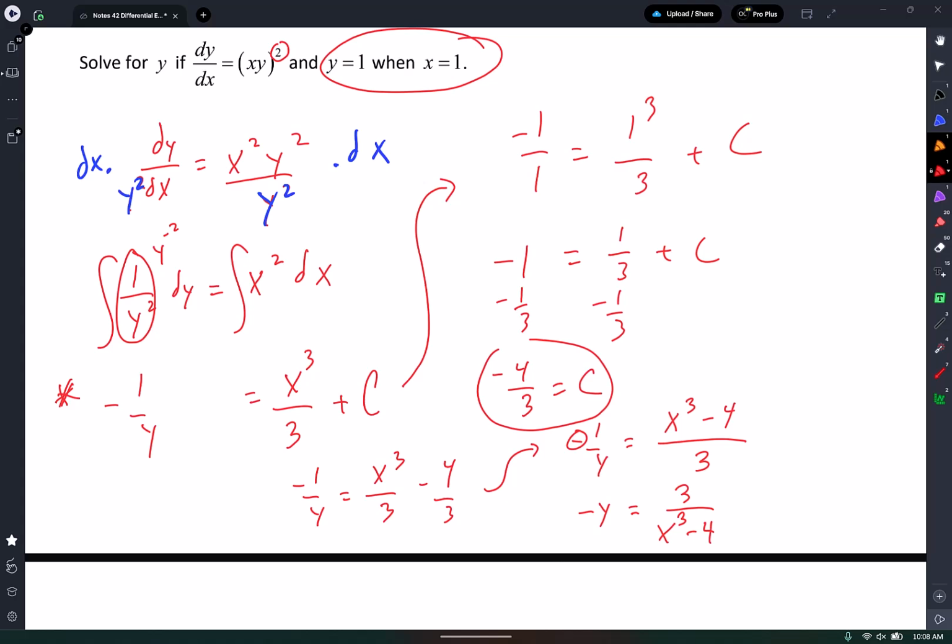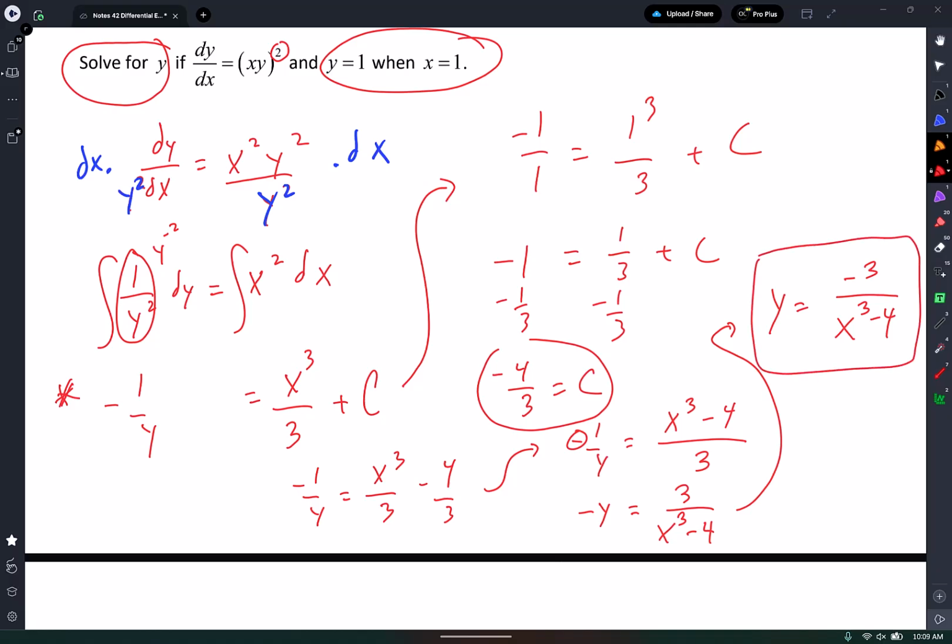Because I want to solve for y. That's what I'm looking for. Solve for y. Yep. Y equals negative 3 over x cubed minus 4. And you're done. There are other ways to do it. It depends on you, it depends on the professor, and it depends what you like. How do we feel? Okay.